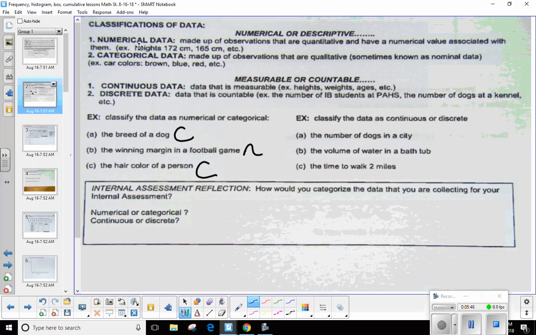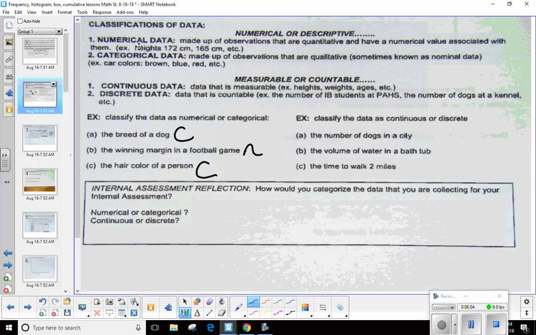Now, we talked about this on Friday. We call them the natural numbers. What does IB call them? The cardinal numbers. There we go. So discrete is data that is countable: the number of IB students at whatever high school, the number of dogs in a kennel, etc.